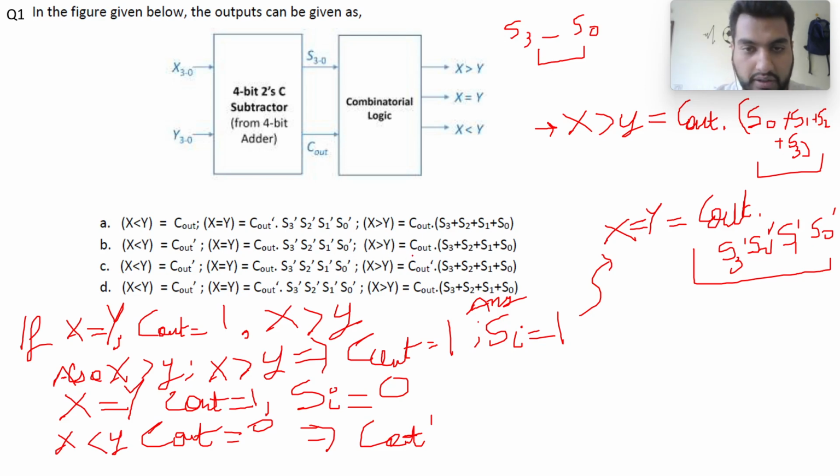Now we have to check the third condition, x greater than y, that is C out and with S0 plus S1 plus S2 plus S3, that is this thing. So option B is the correct answer to this question.